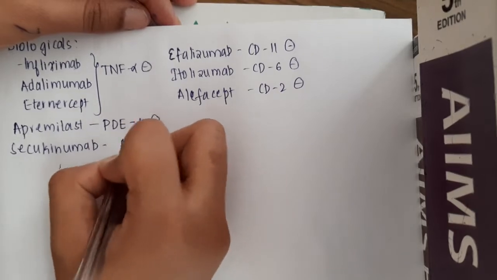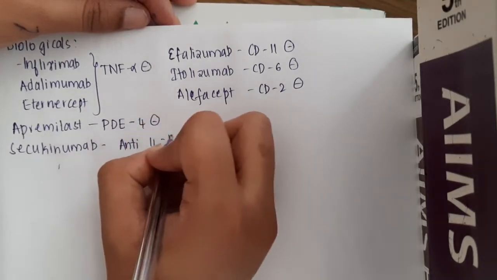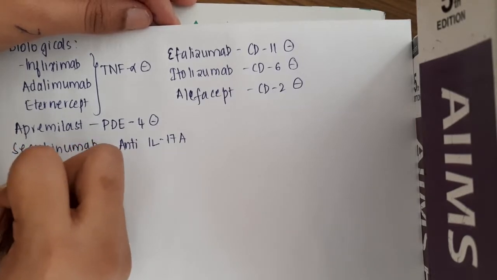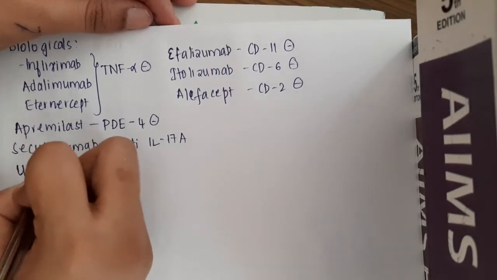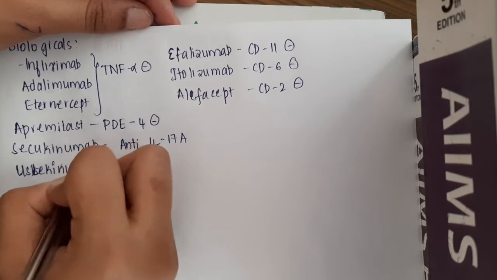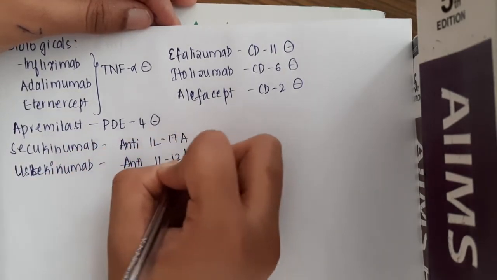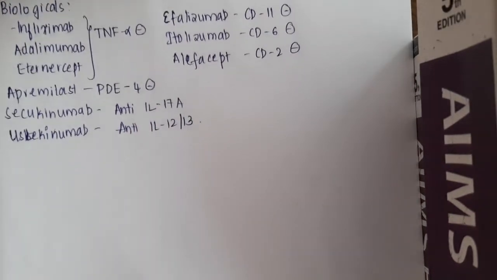Then secukinumab. Secukinumab is an anti-interleukin 17A inhibitor or blocker. Then we have ustekinumab. Ustekinumab is anti-interleukin 12 or 23.